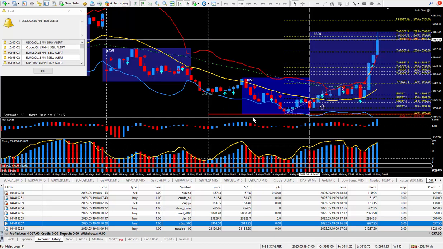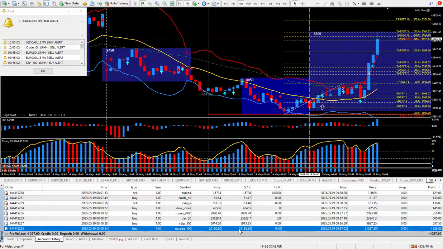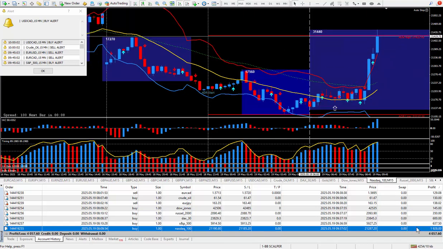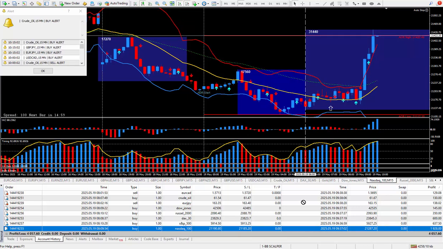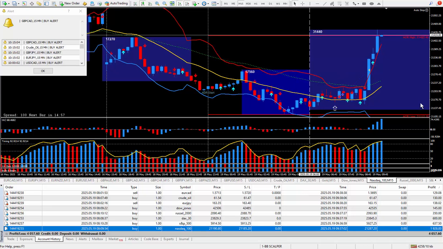Let's see now. The NASDAQ. This one pays $20 for each tick. Took the money, divided by 20. Calculator says it's approximately 96. So NASDAQ, let's drag and drop this up, see where I got in at.